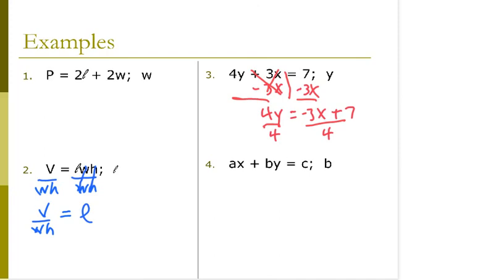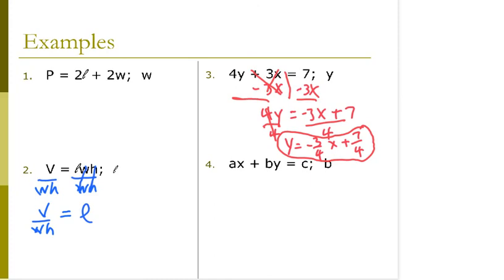4 divided by 4 is 1. Y is equal to negative 3/4 x plus 7/4. The explanation for that is really in as to why. If you go back and look at the first example a little bit more carefully, you may see why. But if you don't, that might be something to ask about in tutorials.